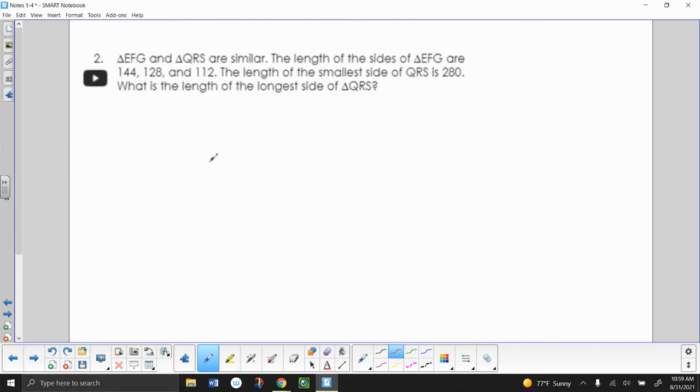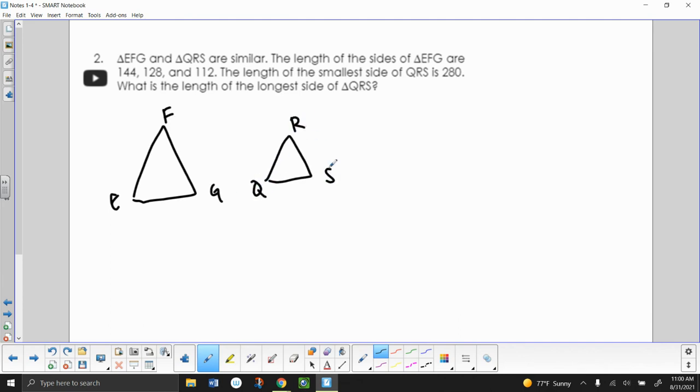All right, now for a couple of the practice problems from the homework. So it says triangle EFG and QRS are similar. So I'm just going to sketch a picture here. So EFG, QRS. So it says the sides of EFG are 144, 128, and 112. And the length of the smallest side of QRS is 280. So the smallest side I'm going to put down here, this is 280. Okay, obviously this is not drawn to scale.